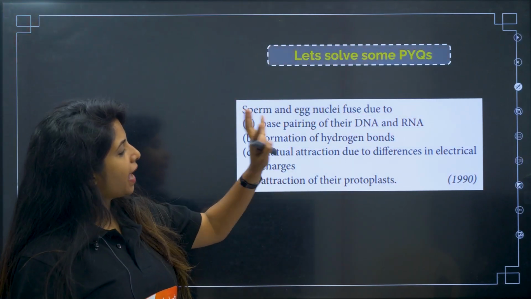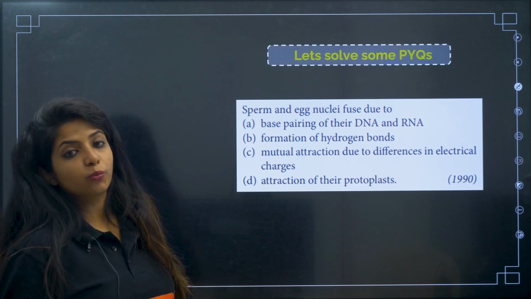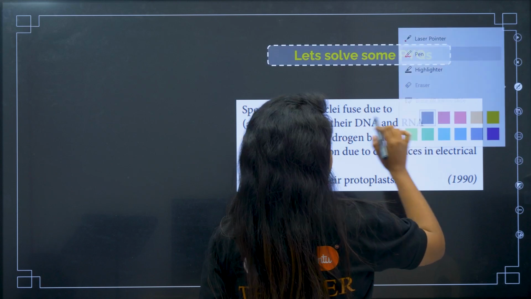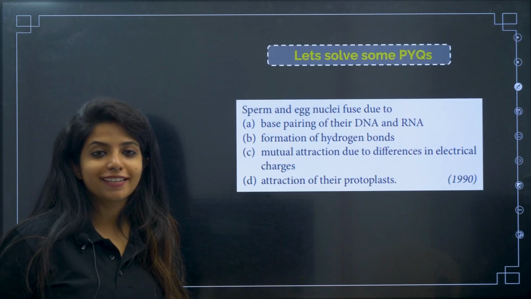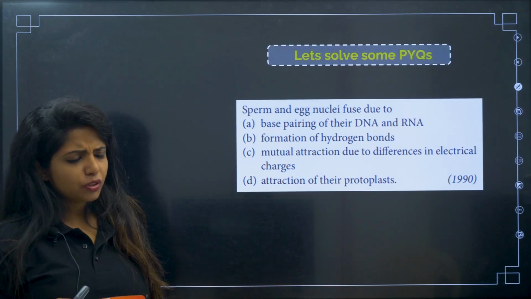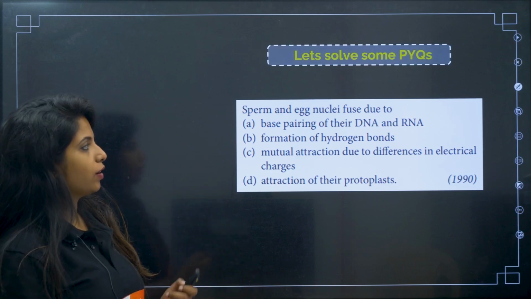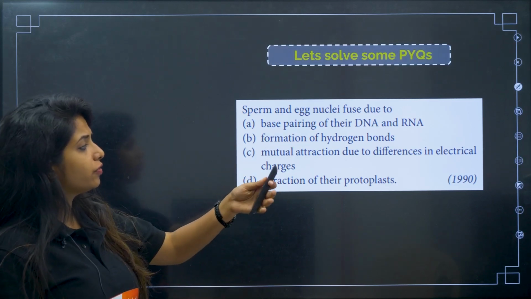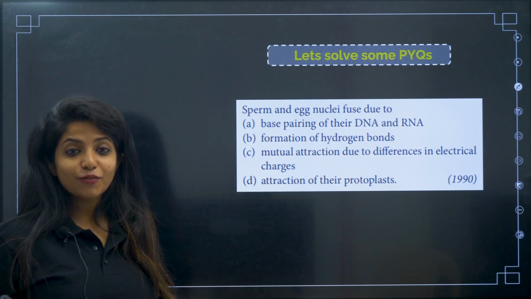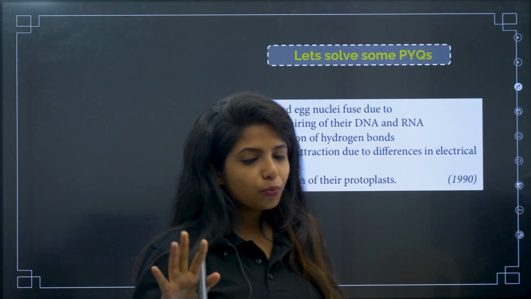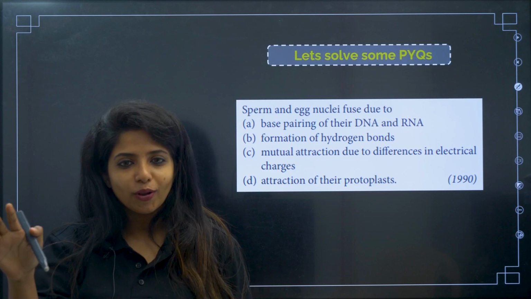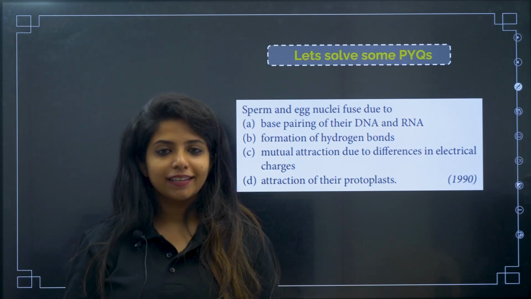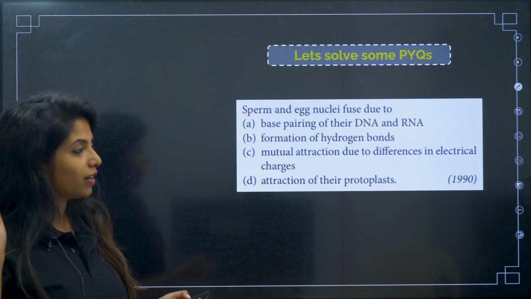Sperm and the egg nuclei fuse due to what? Why do the sperm and the egg nuclei fuse? Any guesses? This was supposed to be the homework, or let it be the homework. You can try for yourself. Base pairing of the DNA and RNA, formation of hydrogen bonds, mutual attraction due to difference in the electric charges, attraction of their protoplast. I'll give you a clue. Protoplast means there is no cell wall, there is just the cell membrane and the cell. That is what you mean by protoplast. Now you can think for the answer. That is the clue that I had to give you.